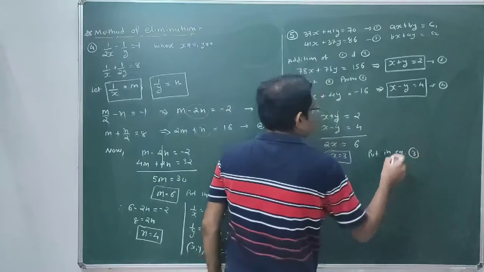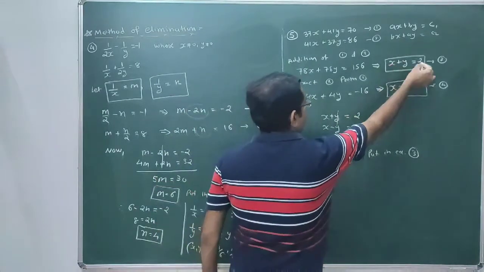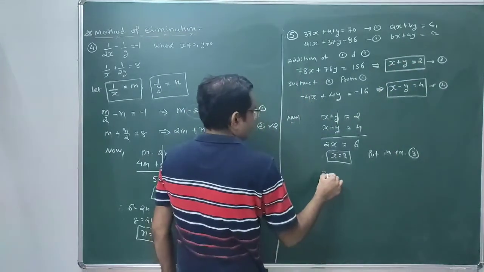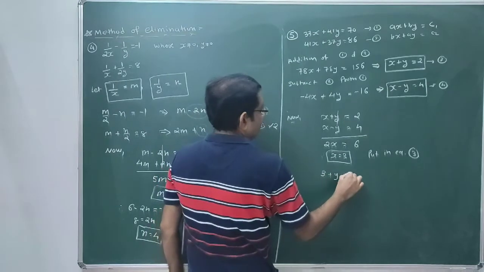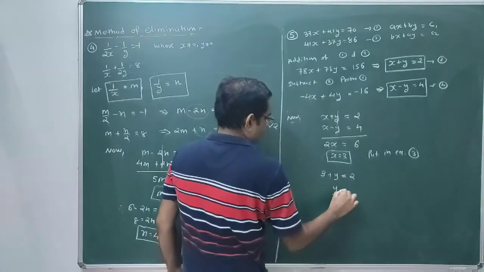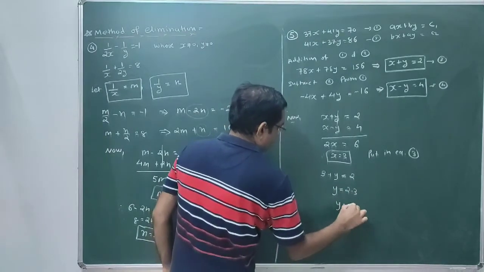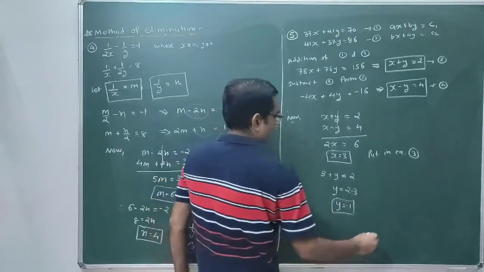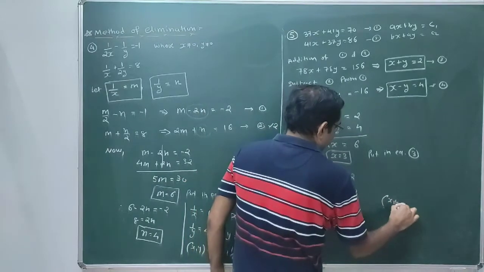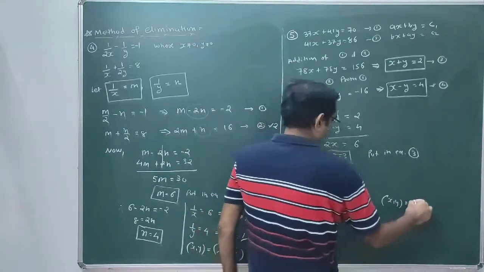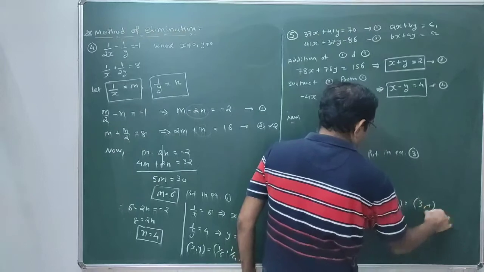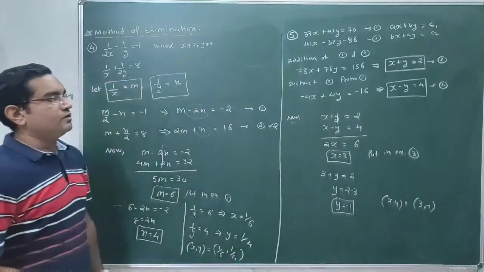First solution, put in equation number 3. So equation 3 is x plus y equal to 2. So x is 3 plus y equal to 2. So y equal to 2 minus 3. Therefore y equal to minus 1. So this is the solution of the given pair of linear equation, which is (3, minus 1). Clear, friends?